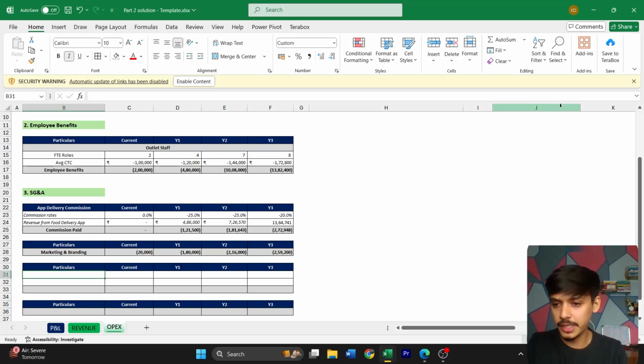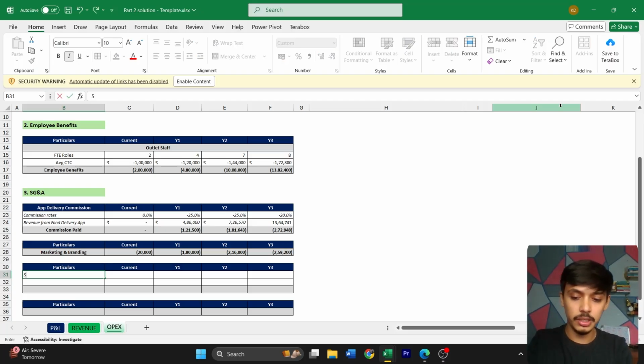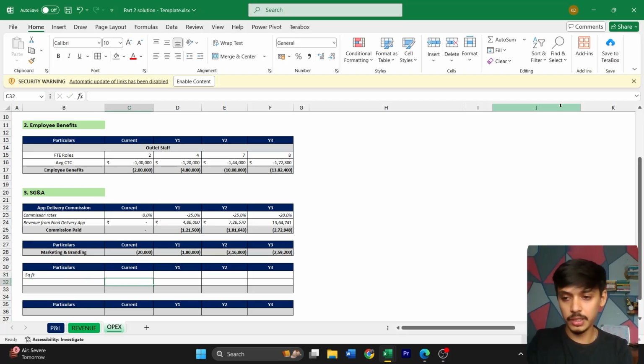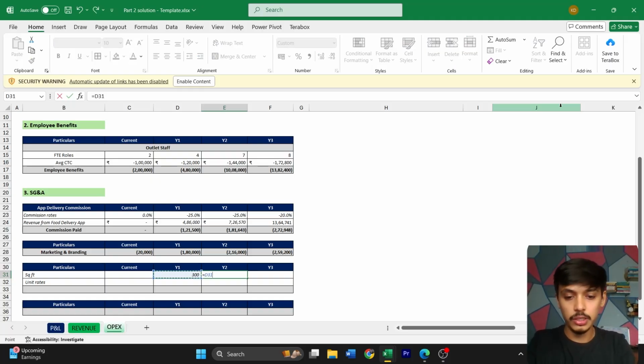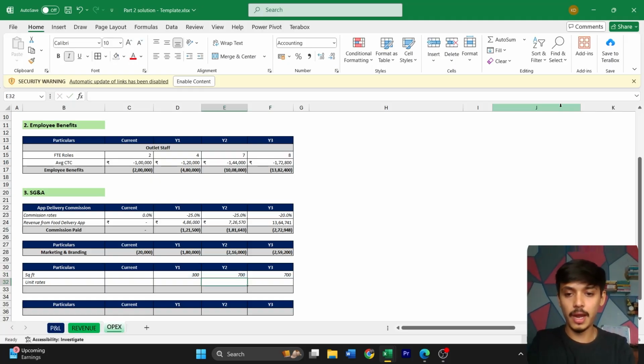Come to the model, SG&A. Here we will plug in square feet. We have zero rental in the current year since it is our own property. In year one, we are leasing out 300 square feet. In year two, we are adding 400 more square feet, which takes it to 700. And year three, it's the same at 700.